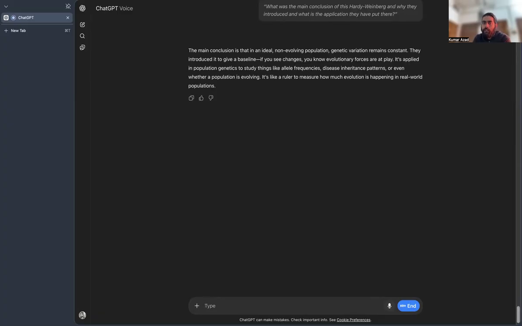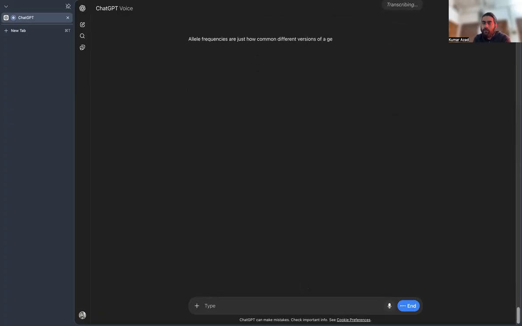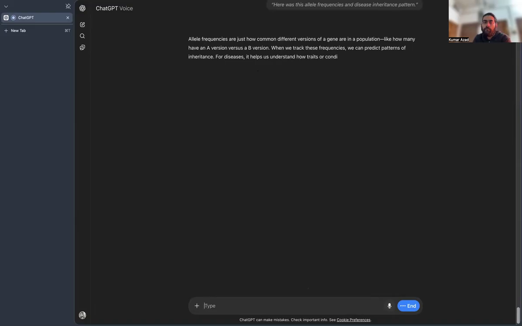What was this allele frequencies and disease inheritance pattern? Allele frequencies are just how common different versions of a gene are in a population, like how many have an A version versus a B version. When we track these frequencies, we can predict patterns of inheritance. For diseases, it helps us understand how traits or conditions are passed down, whether they're recessive, dominant, or influenced by multiple genes. In short, these frequencies help us model how genetic traits, including genetic disorders, appear in future generations.